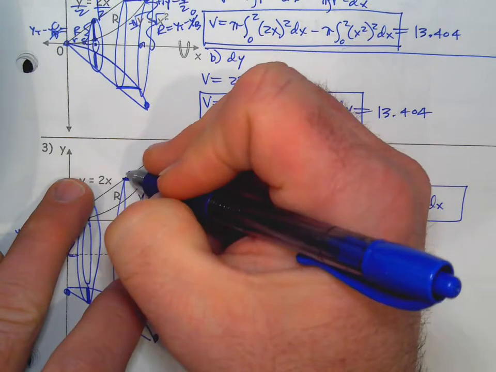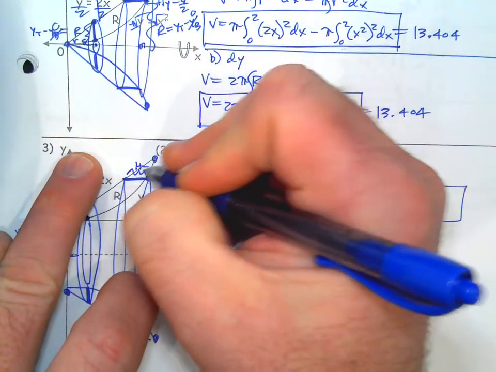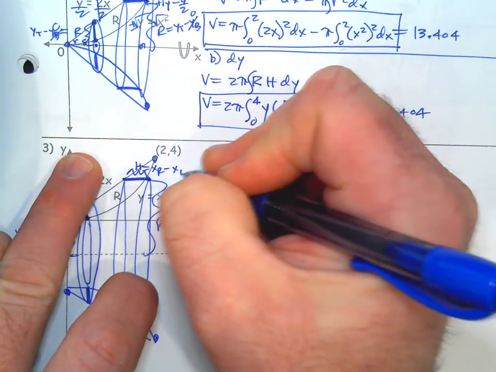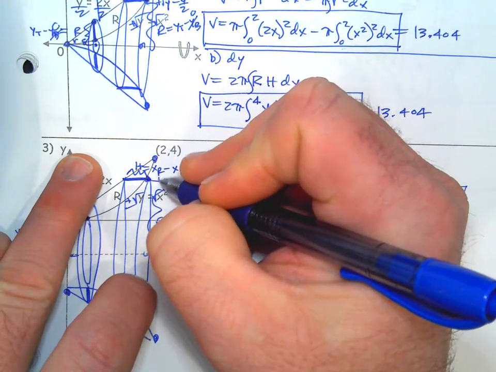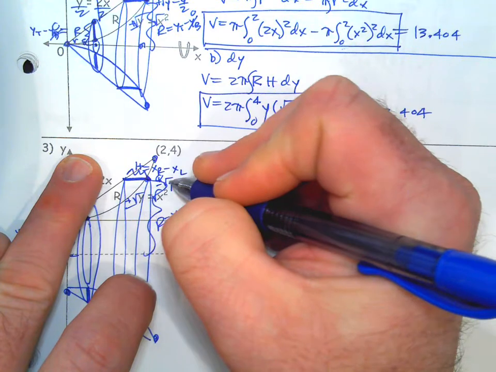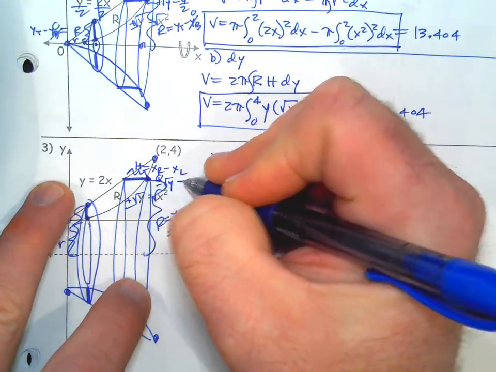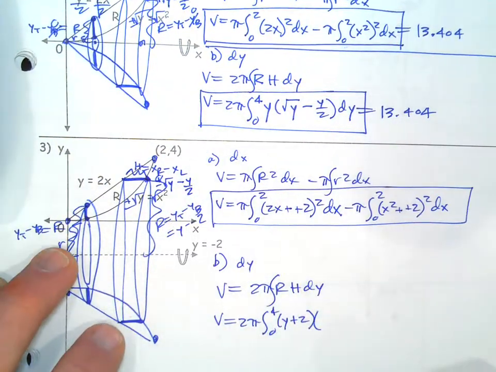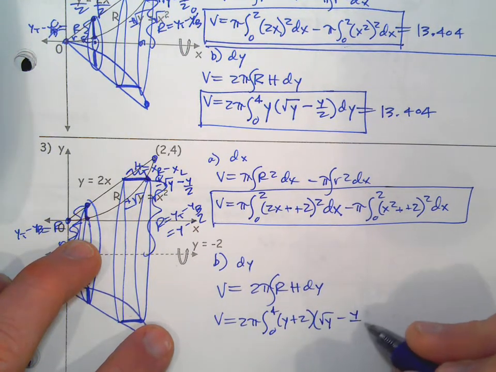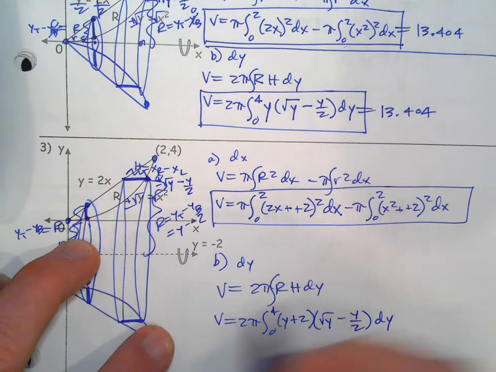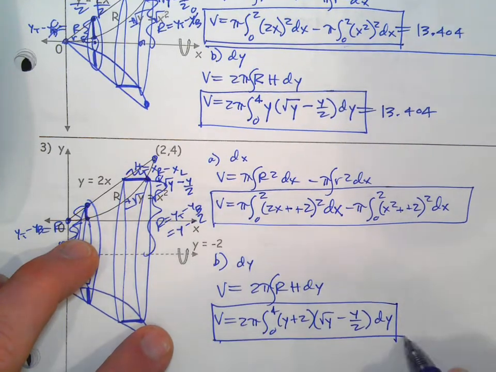The height depends on the curves. That's going to be x right minus x left. We need x right in terms of y. So that's going to be plus or minus the square root of y. It's going to be the positive because it's the right half of the parabola. X left is going to be y over 2. So it's going to be square root of y minus y over 2 dy. That's our setup for that.